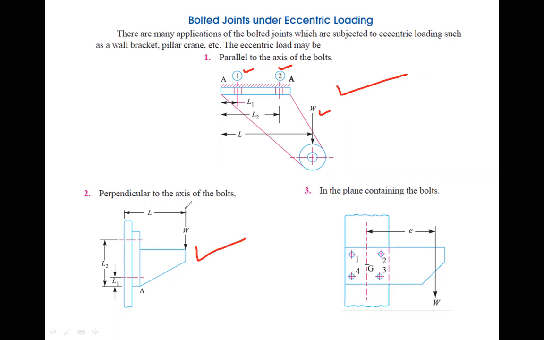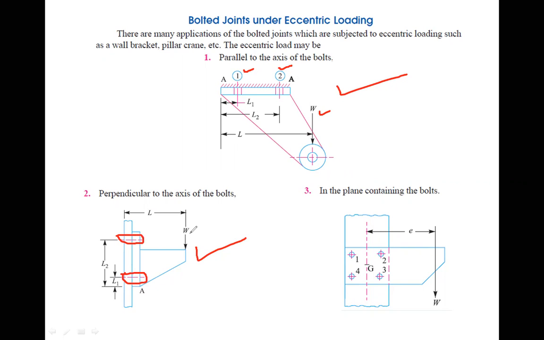In the second figure, you'll find that the load axis is exactly perpendicular. So this is the axis of the load, and here you will find the axis of our bolts. The axis of the bolt is perpendicular to the axis of our load.